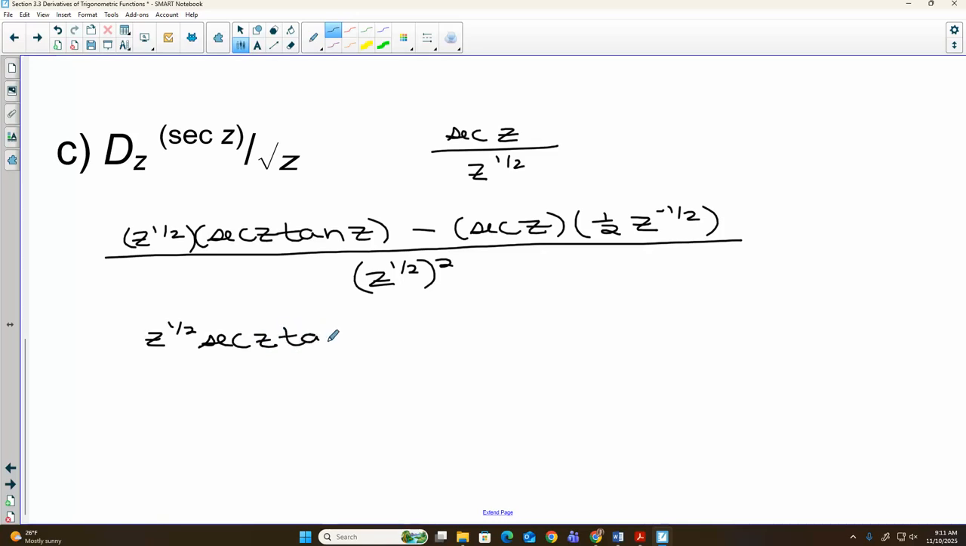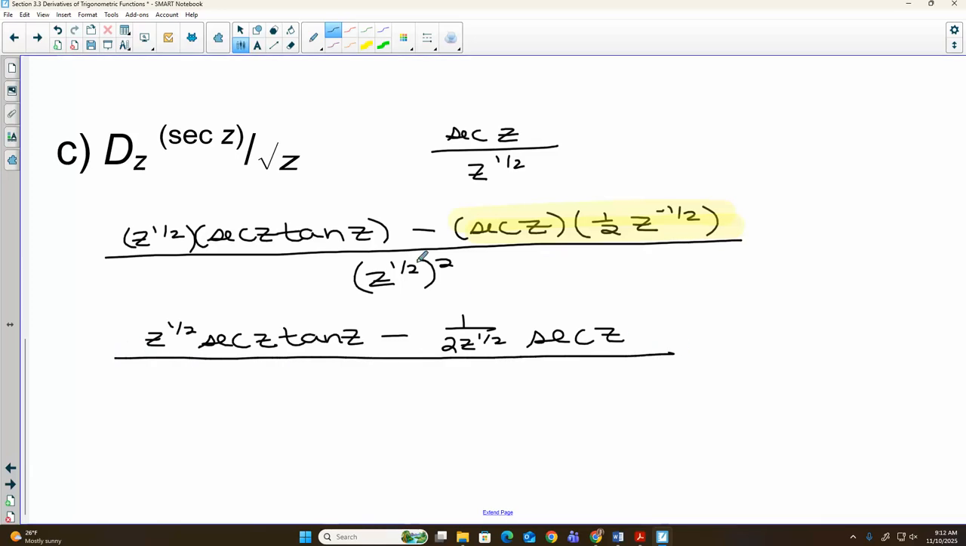There are different ways you could write this answer. The main issue is this term right here, because we have that fraction within a fraction. Z to the negative 1/2 will put it on the bottom, so that's like 1 over 2 z to the 1/2. And the bottom, z to the 1/2 squared would just be z. Do we leave fractions within our fractions? So the easiest way to fix it is just to multiply top and bottom by your denominator, which is 2z to the 1/2.